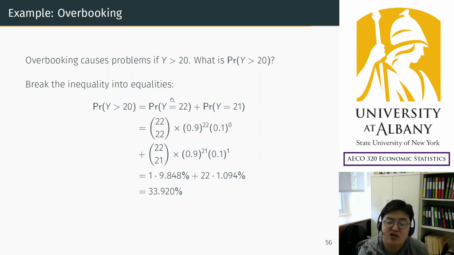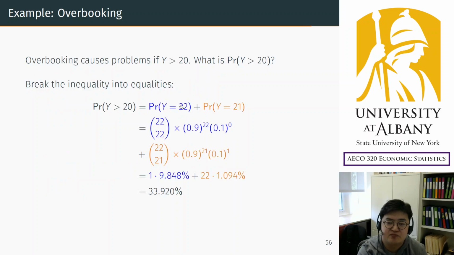When you have 22 passengers coming to the airport, 22 passengers want to take the flight, then you choose 22 out of 22, which is only one possible case. There is no cancellation. That's the only combination. Times success. In this case, success is non-cancellation. 90% happens 22 times. But failure, like cancellation, does not happen. So you don't need to multiply this part. Exponent of 0 equals 1. Okay, so this is useless.